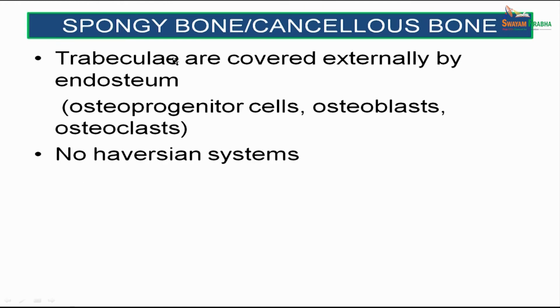These trabeculae are covered by endosteum, which contains osteoprogenitor cells, osteoblasts and osteoclasts. Now, important is there are no Haversian systems. What are Haversian systems? We will come to it just in a moment when we learn about compact bone.